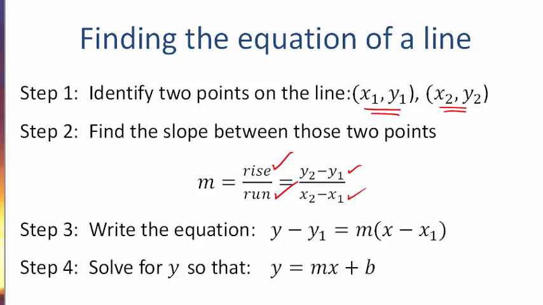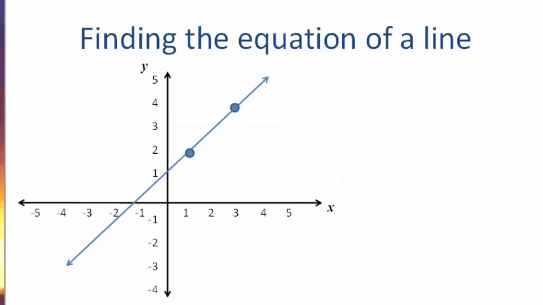And then we write the equation. The equation is y minus y1 is equal to m, the slope, times x minus x1. And then in general, you'll want to solve for y, so you have y equals mx plus b. This is called slope-intercept form. B is the y-intercept. So let's do an example.